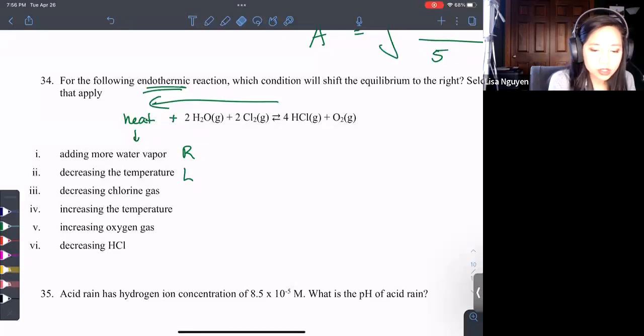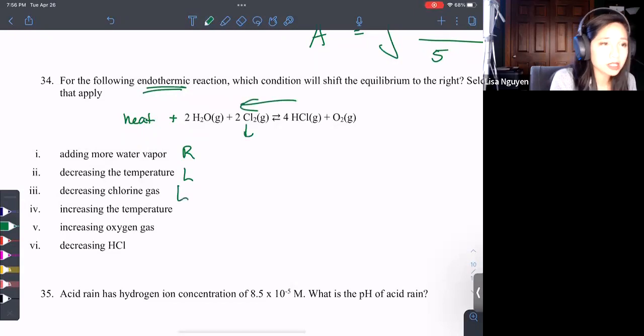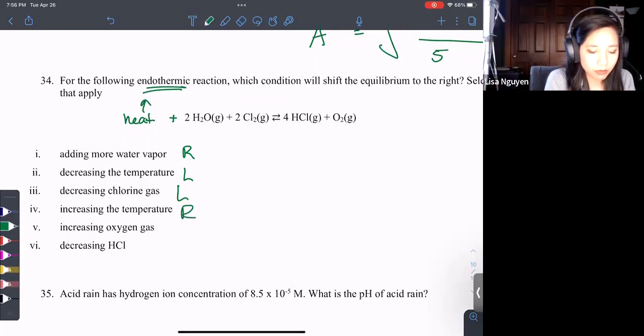Okay, decrease chlorine gas. So we're removing chlorine. So it's the same idea. To fill the void of chlorine, the reaction has to go back to reactants. The same thing would happen if we decrease the heat. If we increase temperature, the reaction's going to go right because we add more heat, pushing it forward.